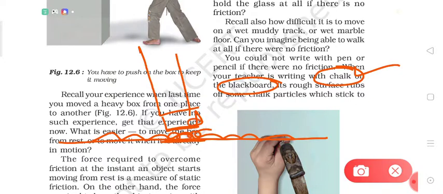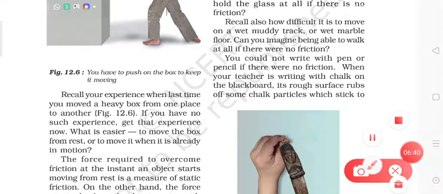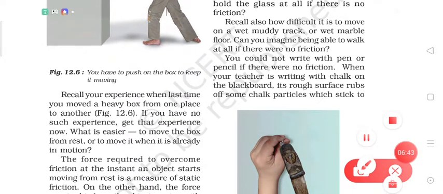other, what happens is that a few particles of the chalk, a little material from the chalk, get stuck to these irregularities, and this is how they leave a mark on the blackboard. So it is very important that there should be friction between the chalk and the blackboard, right? So a chalk cannot properly write on a smooth surface.